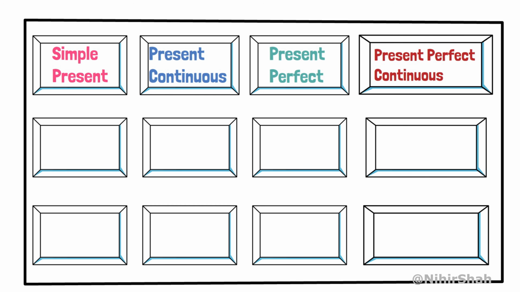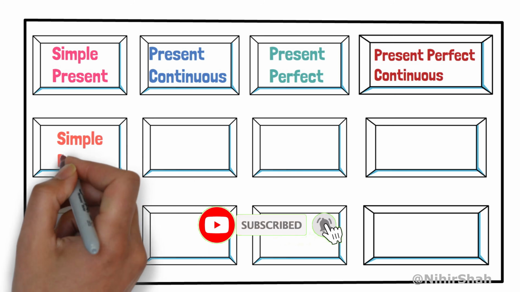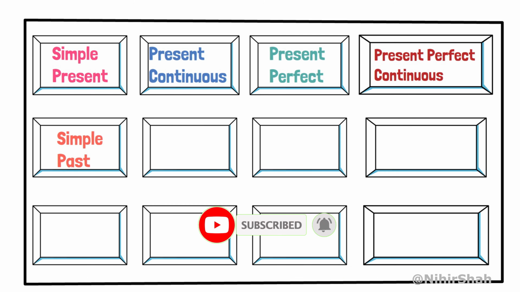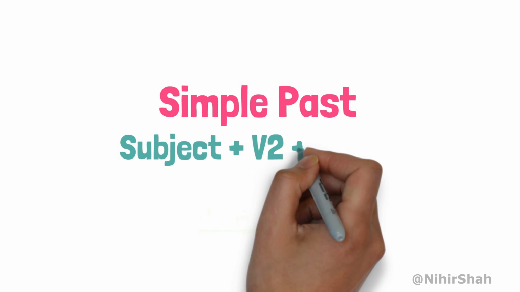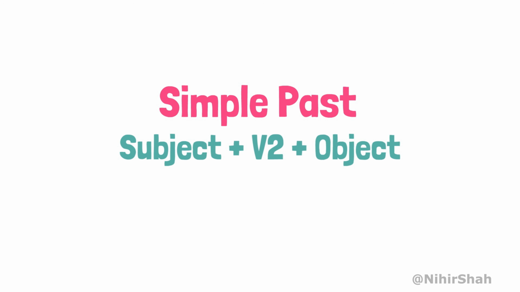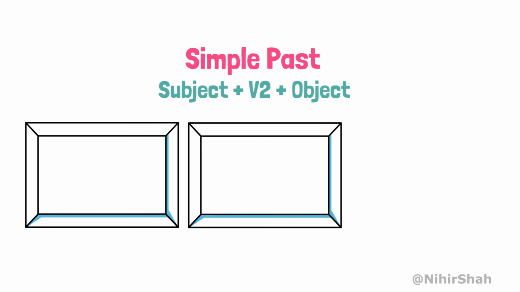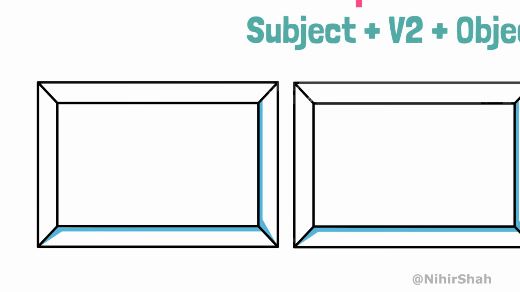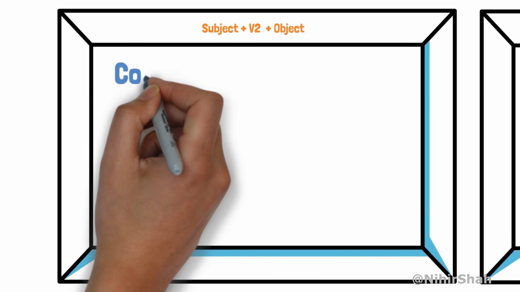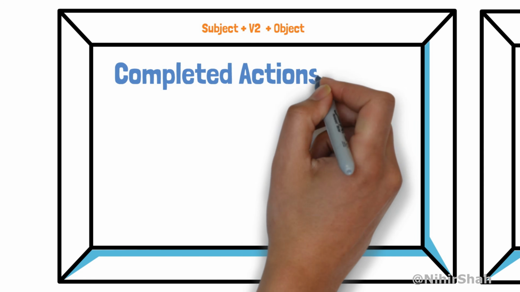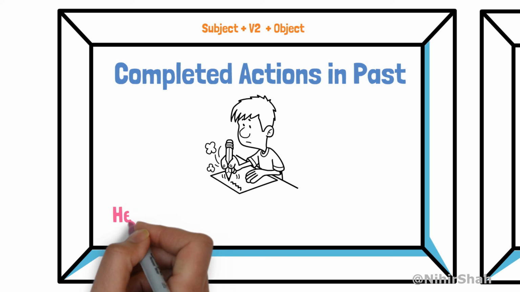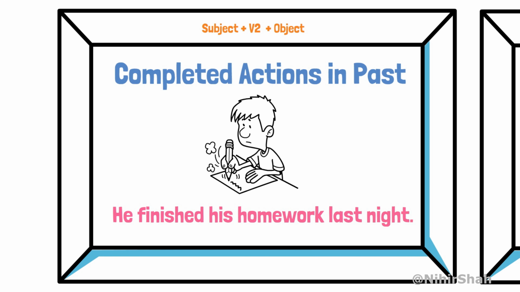So we have learned all 4 present tenses. Now let's look into the past. So let's learn the 5th tense, simple past tense. The sentence structure of simple past tense is subject plus verb second form plus object. Simple past tense is typically used when number 1, to describe completed actions or events in the past. He finished his homework last night.